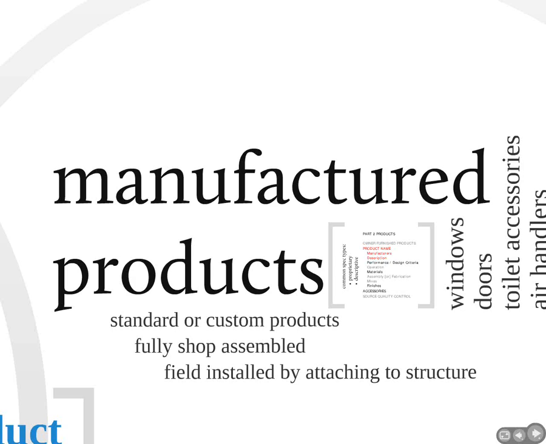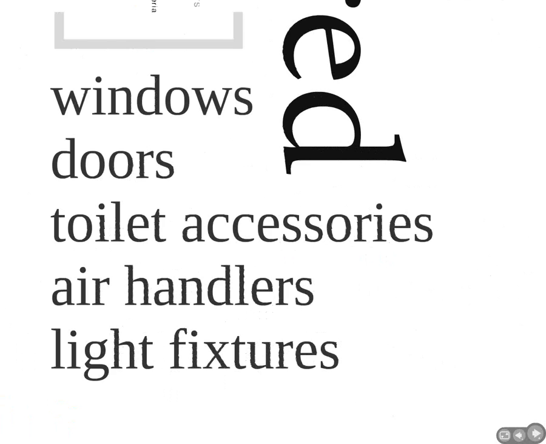Manufactured products can still be standard or custom products. There still can be customization that the manufacturer could do for you in their shop. They should be fully shop assembled, like I said, and come out ready for installation, so that it's simply an attachment to the structure. We could call this category out-of-the-box products.